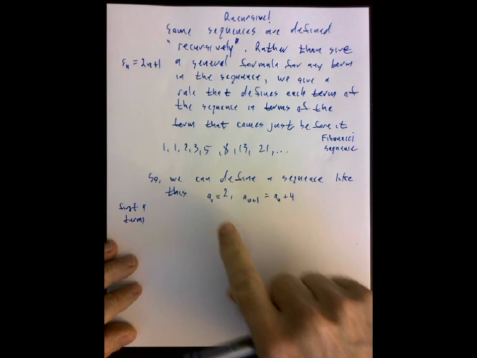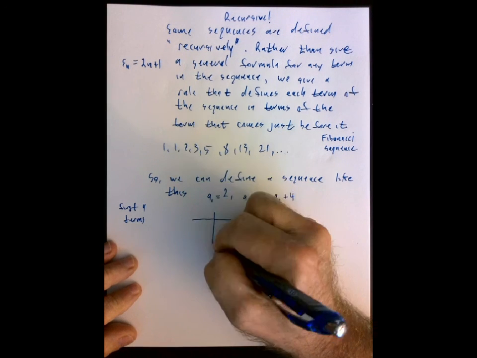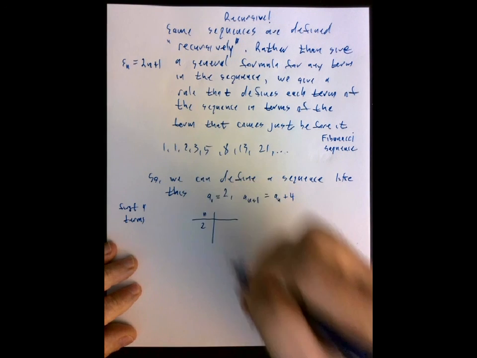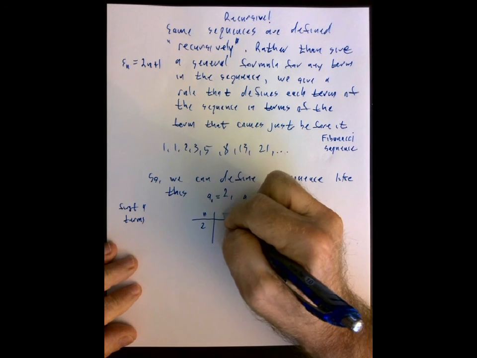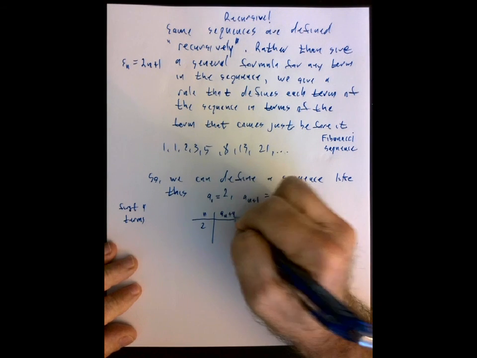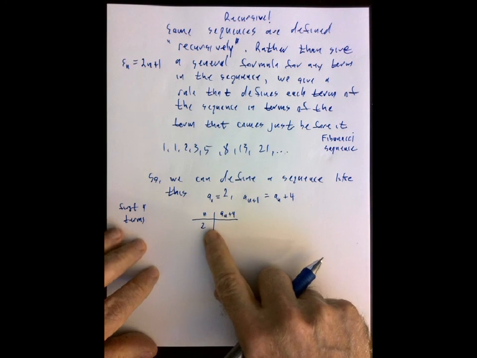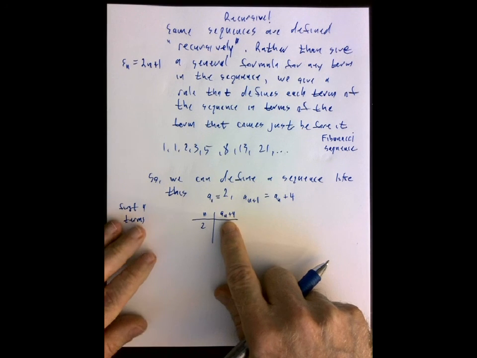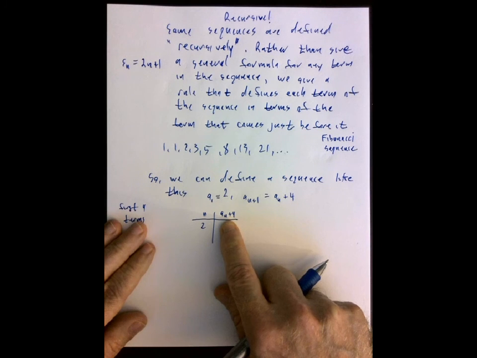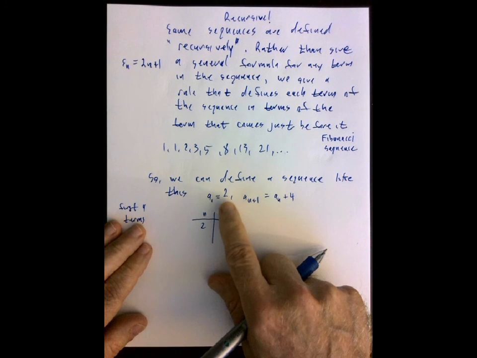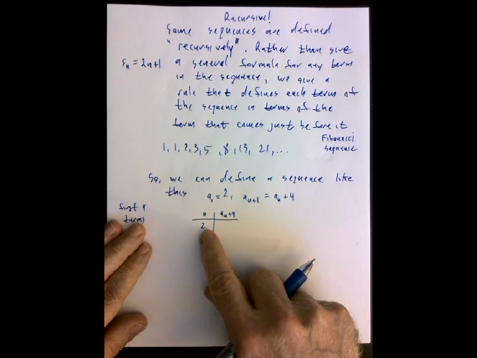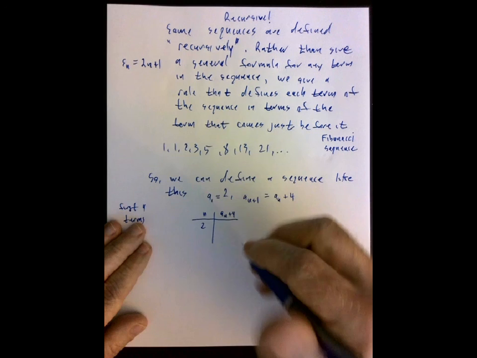Well, we start with the first one, which is a sub 1, and that's 2. And then this is going to be a sub n plus 1. Now, rather than just keep putting larger and larger values of n in, we've actually got to put the value of the sequence in to get the next one. So here the first one was 2, so that's right here. That's the first term in the sequence, right?